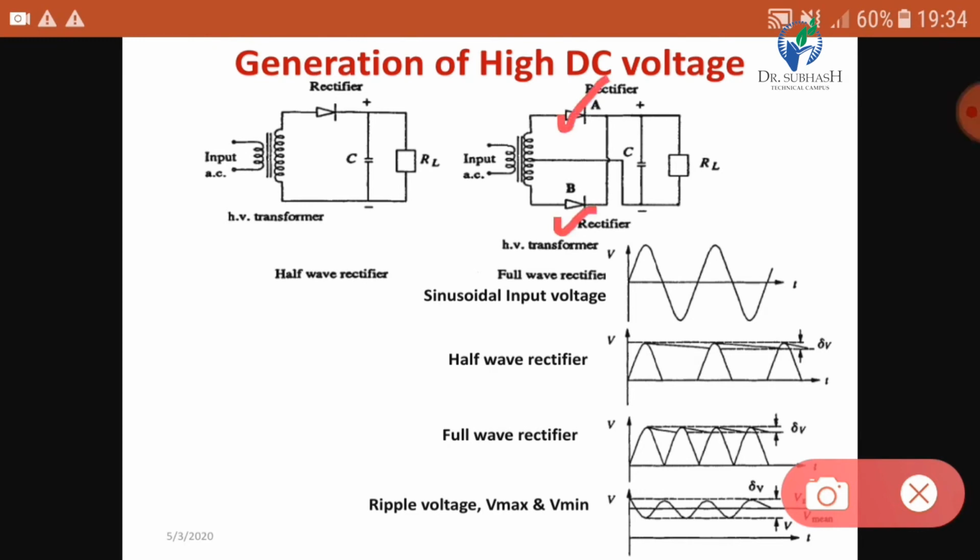During the positive half cycle, only diode A will conduct and we get the output. During the negative half cycle, diode A becomes reverse biased and diode B becomes forward biased, so we get the output in the negative half cycle also. So in this case we can see the output in both positive and negative half cycles. And the last waveform is the ripple voltage.